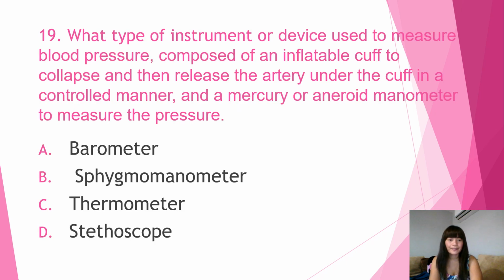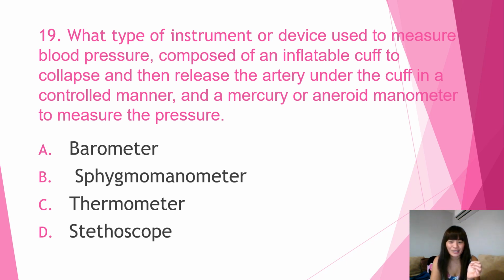Okay? Then number 19. What type of instrument or device used to measure blood pressure, composed of an inflatable cuff to collapse and then release the artery under the cuff in a controlled manner, and a mercury or aneroid manometer to measure the pressure? Okay. A, barometer. B, sphygmomanometer. C, thermometer.